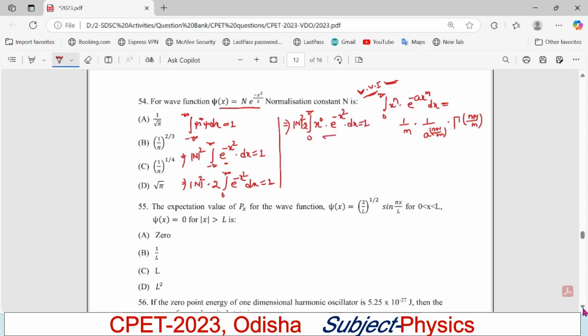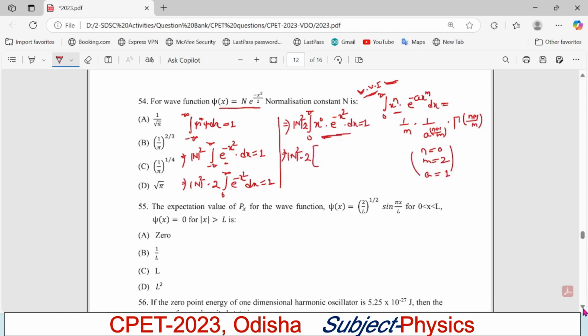You just compare this integration with this integration. N value is how much? 0, right? M value is how much? Is your 2, and a value is how much? A value is your 1, right? So here |N|² into 2, this integration value will be equal to how much?